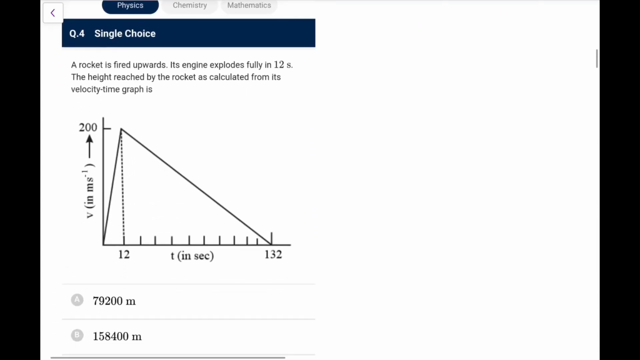Next, the rocket is fired upwards, engine explodes fully in 12 seconds.